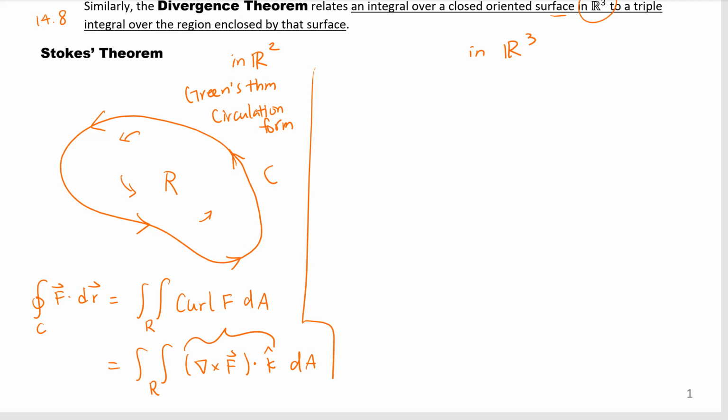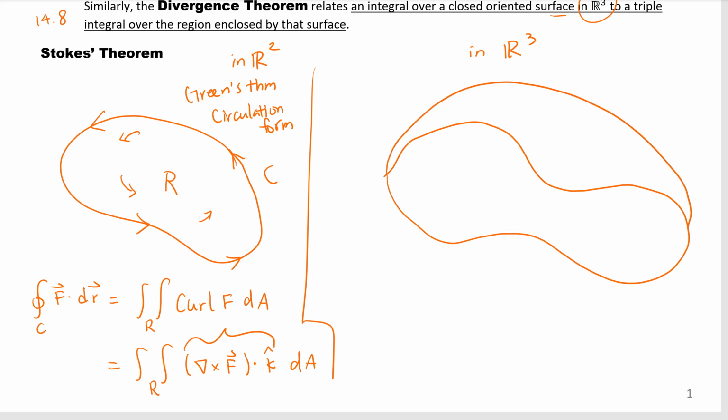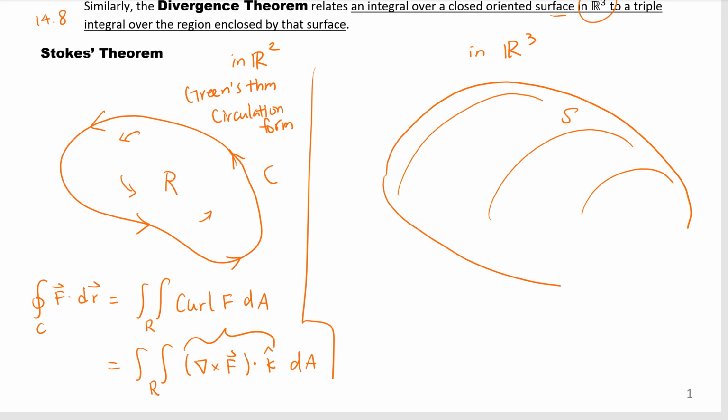How about in R3? Well, in R3, instead of a curve on a plane, we're going to have a curve in space, and it also encloses a surface. Let's say this is the surface S. Can you imagine? Maybe I should draw some dashed line, so you know this is behind the surface. This is the curve C, and we also have the orientation.